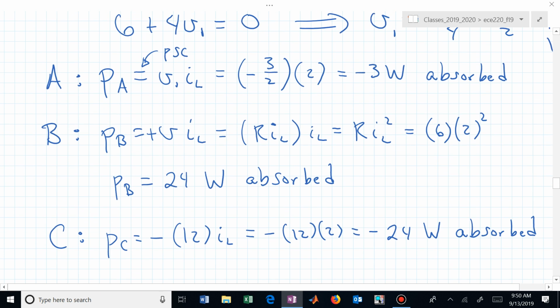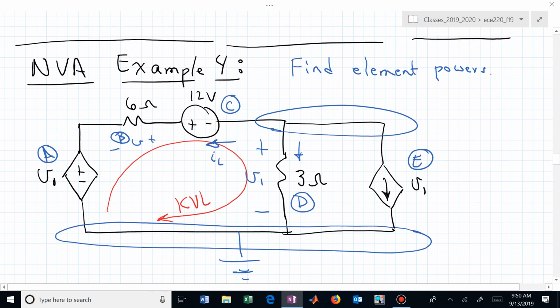Passive sign convention. It's a resistor. Isn't it I squared R? Or it's V sub 1 squared over R. What about E? That's the current times the voltage V1. And what's the passive sign convention for that? Positive. If the result comes out negative, we know it's actually supplying.